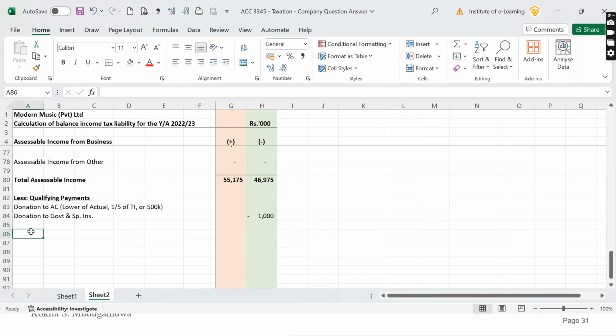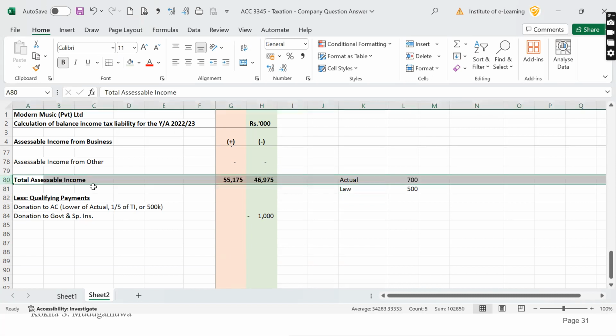Then qualifying payment is considered. We don't have approved charity. Approved charity: if the examiner says approved charity, always you have to consider that approved charity. Let's say the actual is 700,000, and the law says only 500,000, right? Then the one fifth of the taxable income, no need to consider, right? No need to consider even because we are in the assessable income.